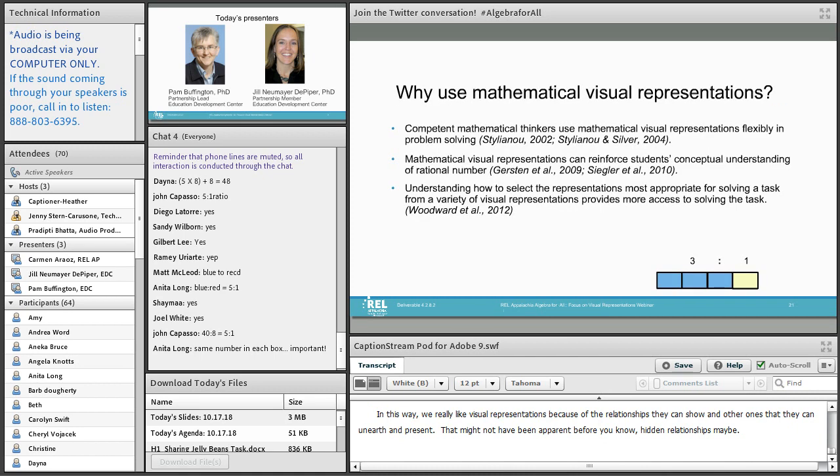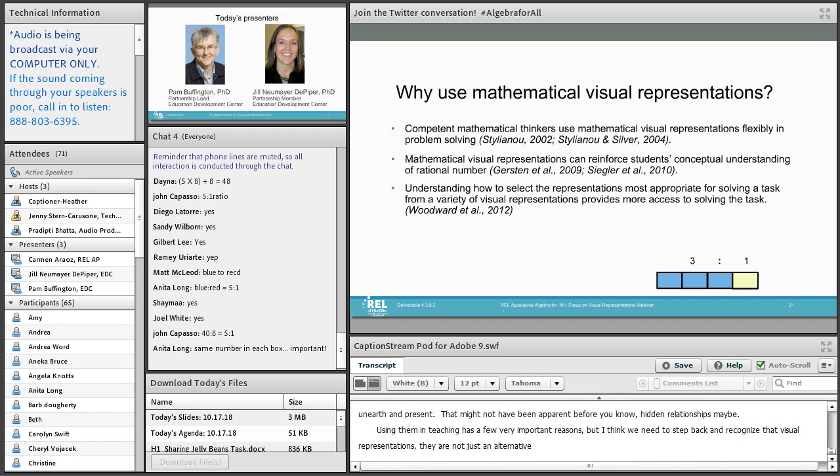Using them in teaching has a few very important reasons, but I think we need to step back and recognize that visual representations, they're not just an alternative to problem solving for students, but they are what competent mathematical thinkers use when they're explaining mathematics. And that's what's very interesting, that using a visual representation is a way to present your thinking in a flexible manner and another way to share what you're doing.